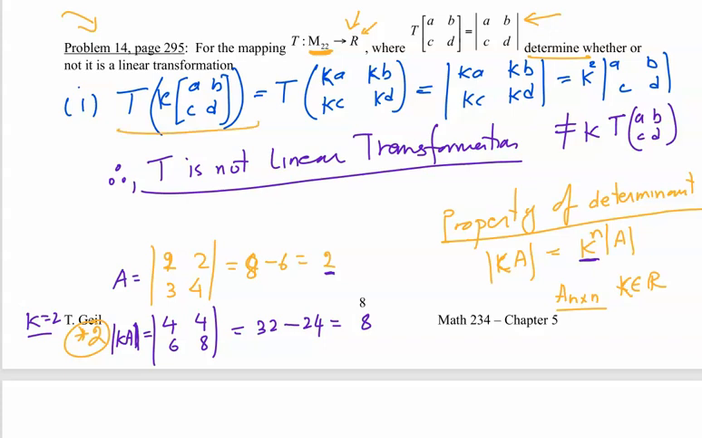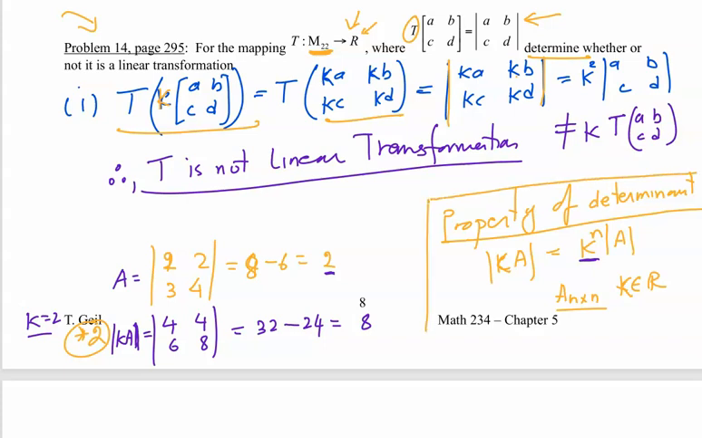Again, first let's do the first property. So k times this matrix, k is a constant, so you can multiply it inside and it multiplies each term. Now the property of the transformation says that this is exactly the same as k times the determinant of that matrix, which is that. Now you need to go back and look at the determinant.